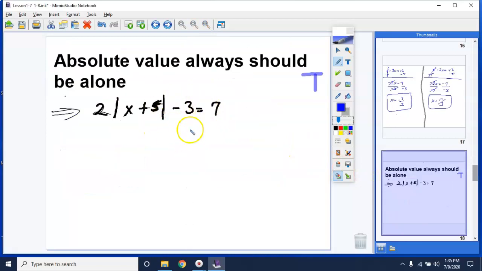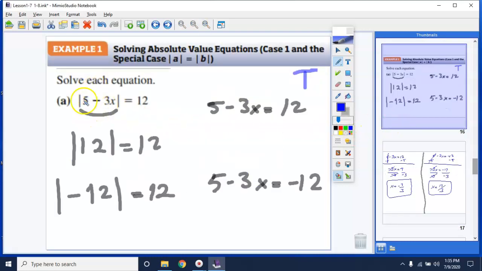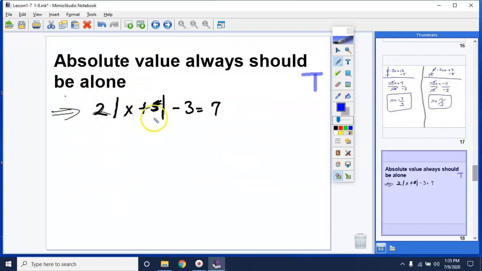Sometimes we see something like this. Let me write this one clearly. I believe you can see that. 2 times the absolute value of x plus 5, minus 3, equals 7. As you're seeing in the previous one, the absolute value was alone, so we just solved it. But in this case, it's not alone here. There's a minus 3 and there's a 2 here. Before we solve, I need to get rid of them first. The absolute value should be alone. That's why I'm going to add 3 first.